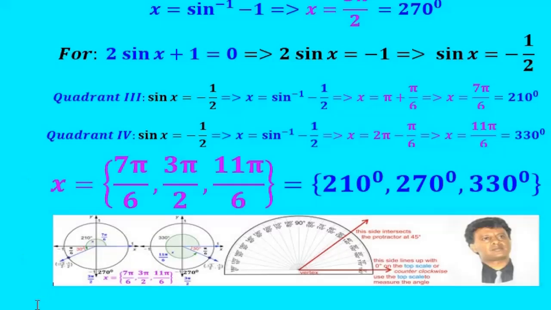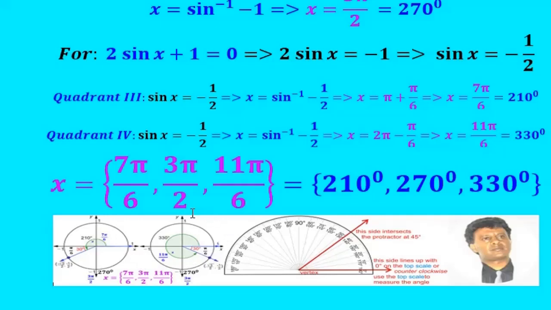And here it is in picture format. The solutions are in the third quadrant, that is 7 pi over 6, which is 210 degrees, and the reference angle is pi over 6 or 30 degrees. And that's why the solution is pi plus the reference angle, which is 180 degrees plus the reference angle, which is 30, and that is 210. Then it is the quadrantal angle 3 pi over 2, which is 270 degrees.